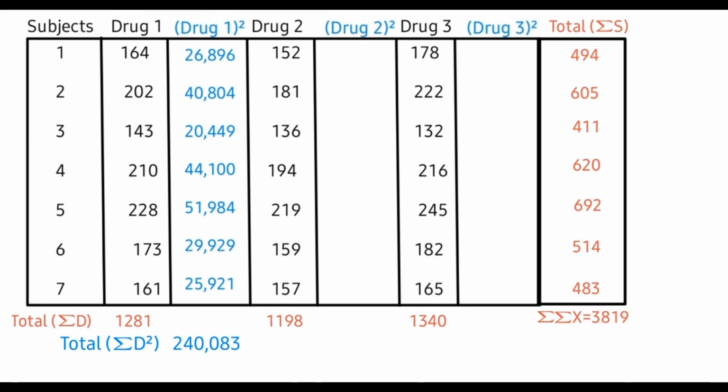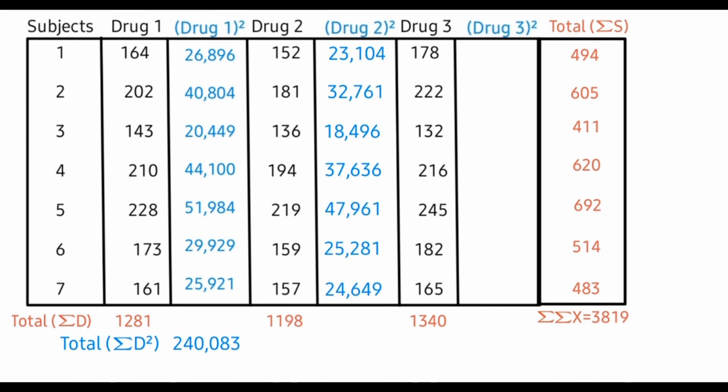Now we also get the squares of drug 2. 152 square, 181 square, square of this, square of this, square of this, square of this, lastly square of this. Now let's sum out this. 23104 plus this, plus this, plus this, plus this, plus this, plus this.